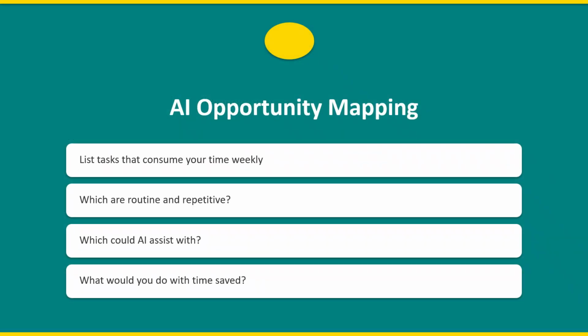Let's apply this. List the tasks that consume your time each week: status reports, meeting notes, schedule updates, communication. Which of these are routine and repetitive? Which could AI assist with based on what we discussed? And importantly, what would you do with the time saved? More stakeholder engagement, better risk management. The goal isn't just efficiency, it's redirecting time to higher value work.